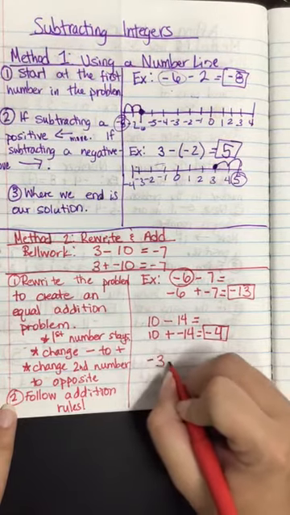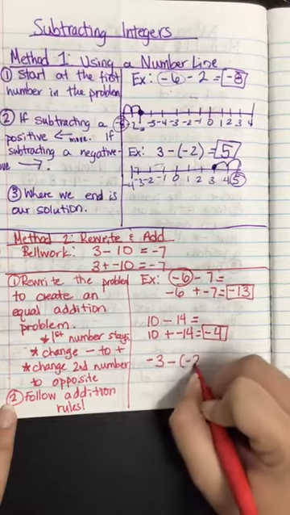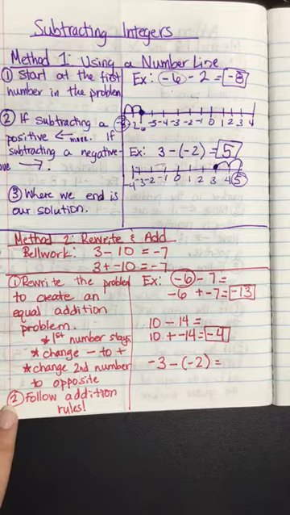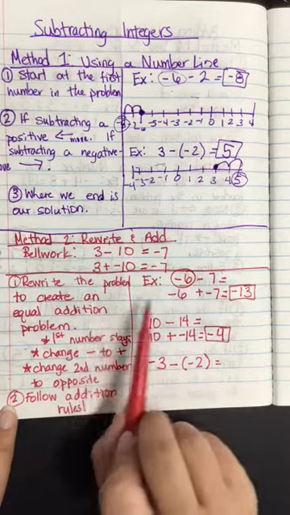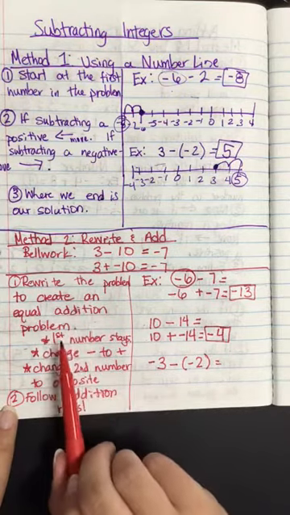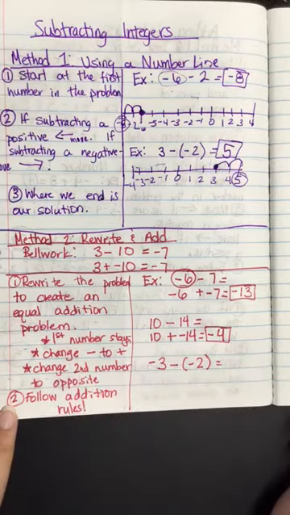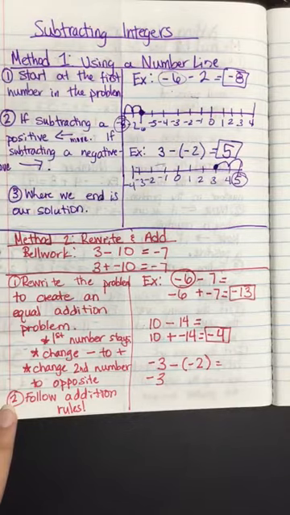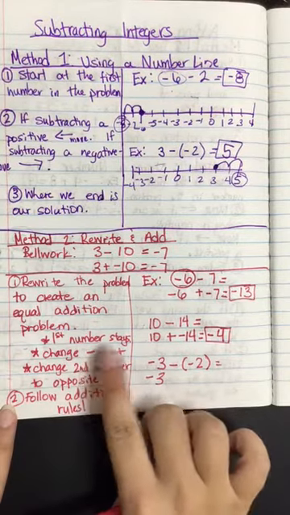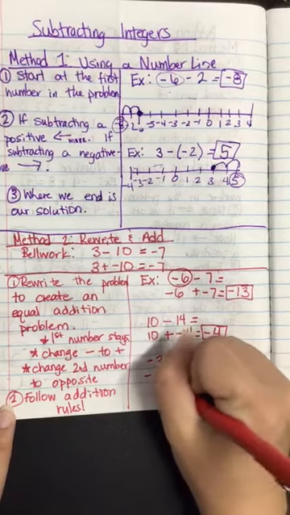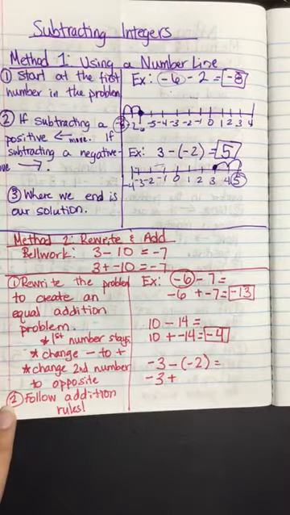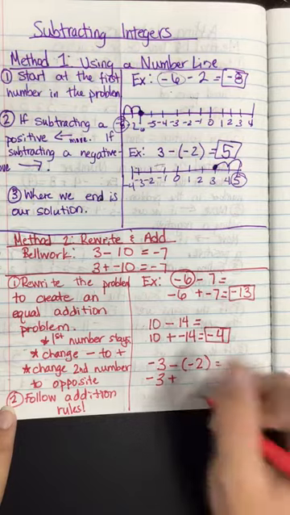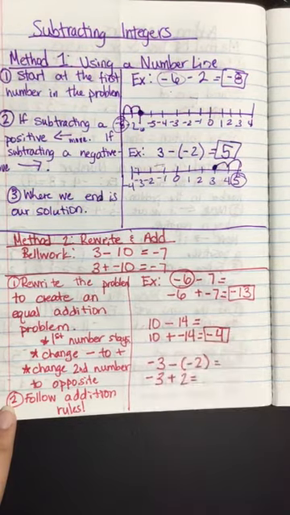Negative 3 minus negative 2. That's a whole lot of negatives in there. So let's get rid of some of them. We're going to rewrite the problem to create an equal addition problem. Our first number stays the same. Negative 3 does not change. Our subtraction becomes addition. Our second number changes to its opposite. The opposite of negative 2 is positive 2.